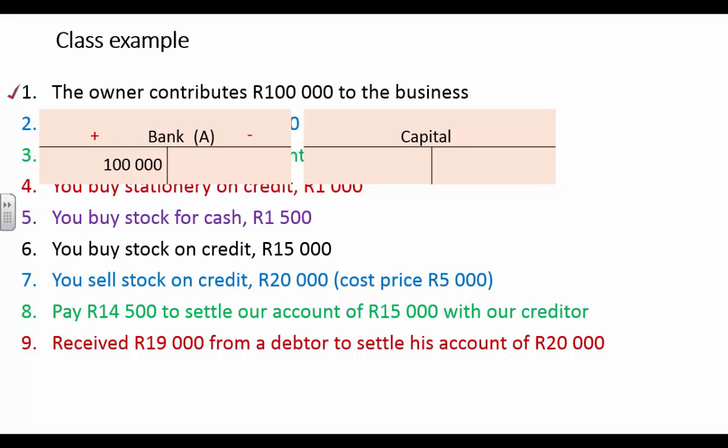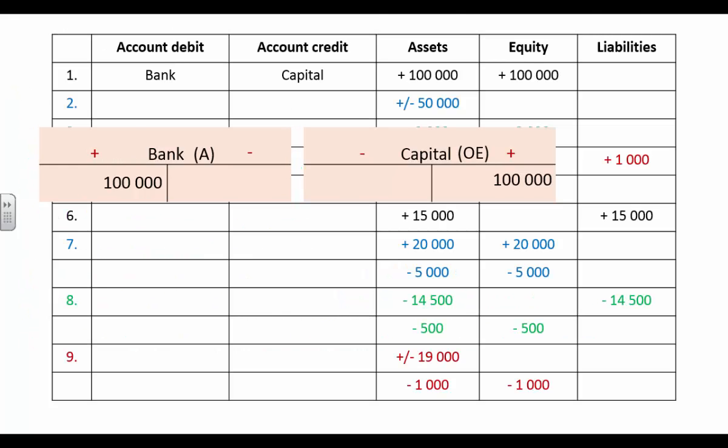Capital account is owner's equity. CLIC says credit liabilities, income and capital. So therefore, to increase capital, you will credit the capital account and debit it to decrease. We are increasing the capital, therefore we credit capital. We've debited the bank and credited the capital. For every debit we need a credit according to the double entry system. Let's go and fill this in on my accounting equation table. The account that I've debited is bank. The account that I've credited is capital.